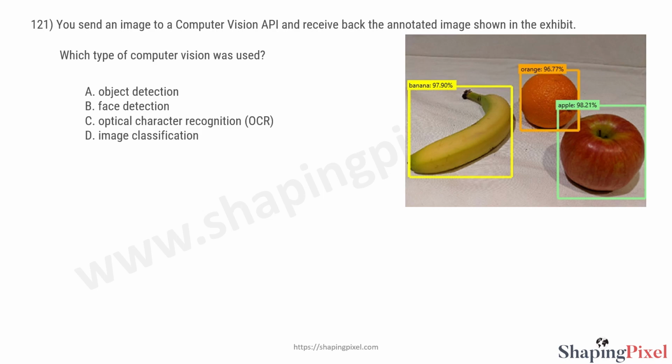So question number 121. You send an image to a computer vision API and receive back the annotated image shown in the exhibit. Which type of computer vision was used? And we have the following four options: object detection, face detection, optical character recognition, image classification. So the right option here is option A, object detection.